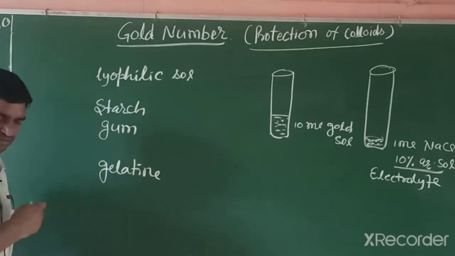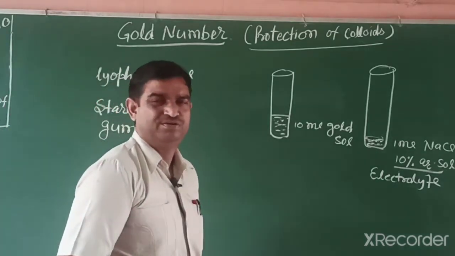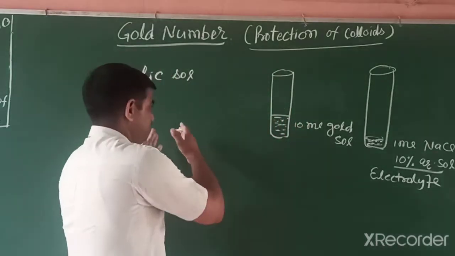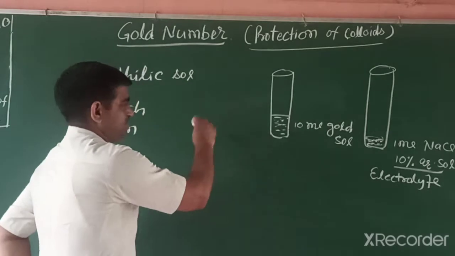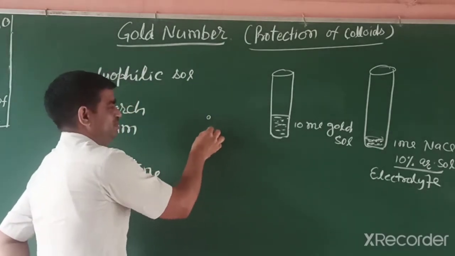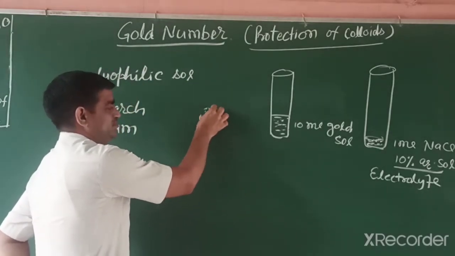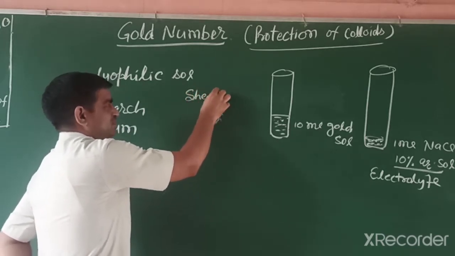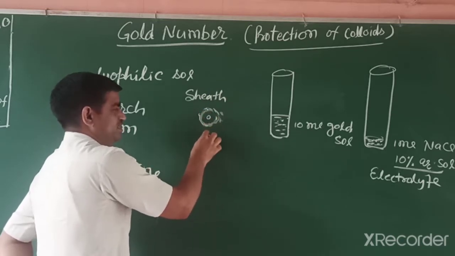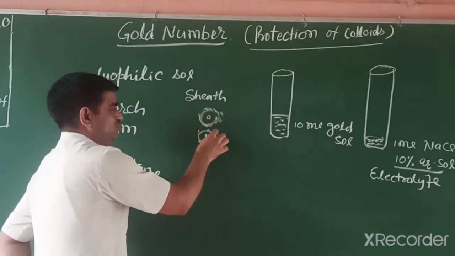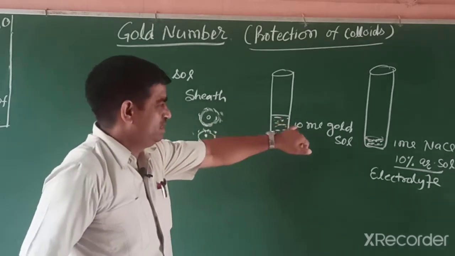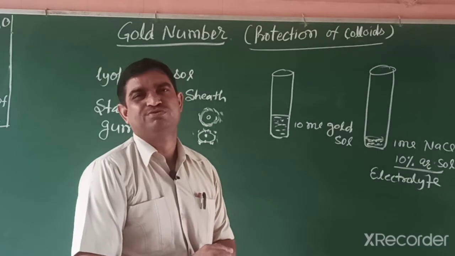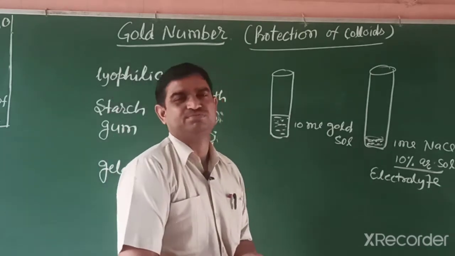Students, these are some lyophilic sol examples. We can mix them in this solution. Then what happens? They protect, because they surround the colloidal particles and make a protective layer, a sheath, a protective cover surrounding the colloidal particle. So then the electrolyte cannot coagulate the gold sol. So it is protected for some time.